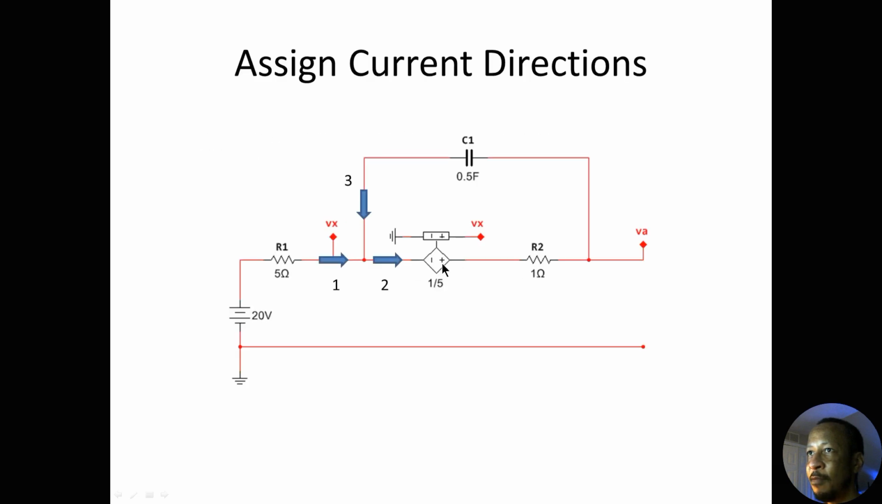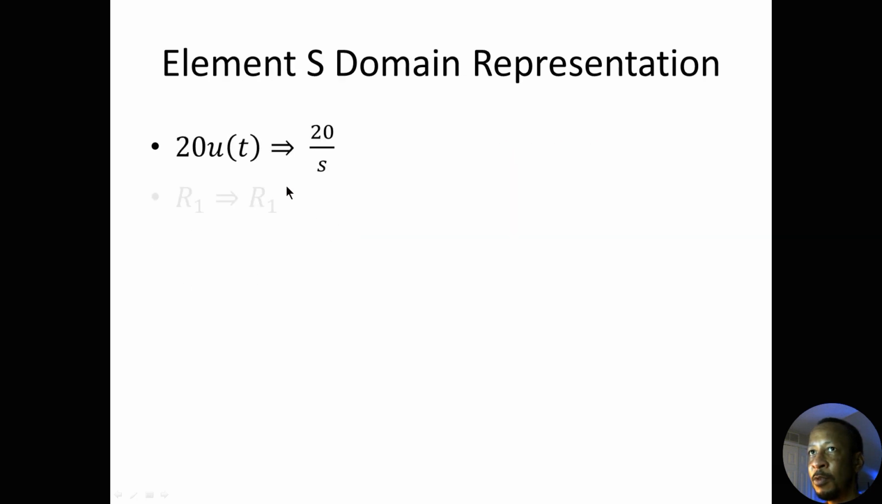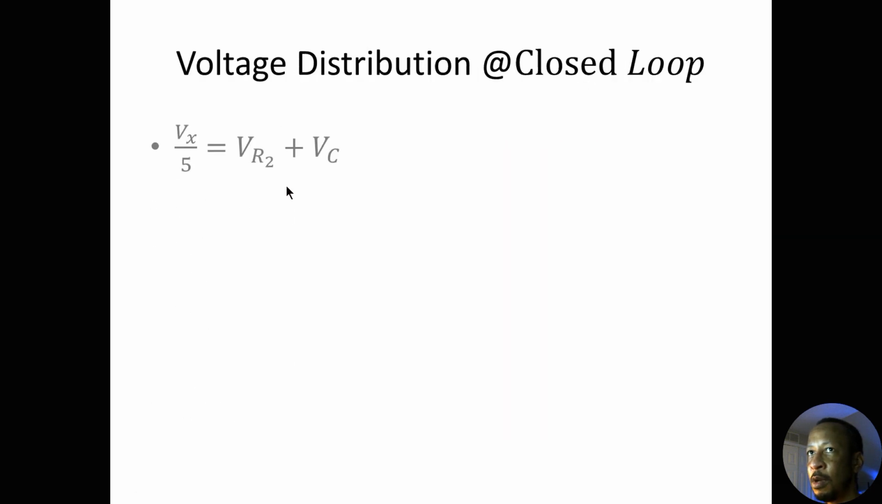So I have this voltage, then I have current going through here. That's one voltage drop. Then I have the current still continuing on here. That's another voltage drop. And so this voltage is equal to these two voltage drops. That's where I get that from. So Vx over 5 is equal to VR2 plus Vc.